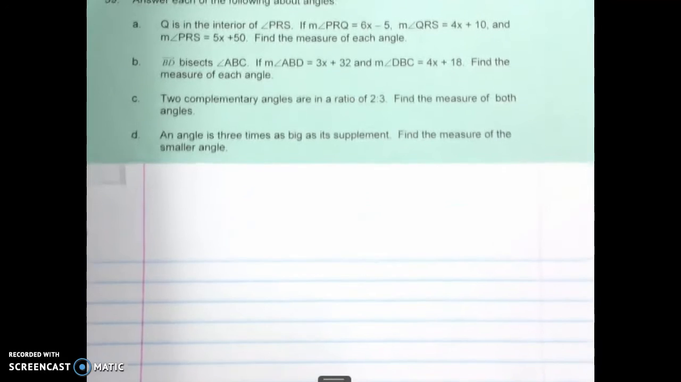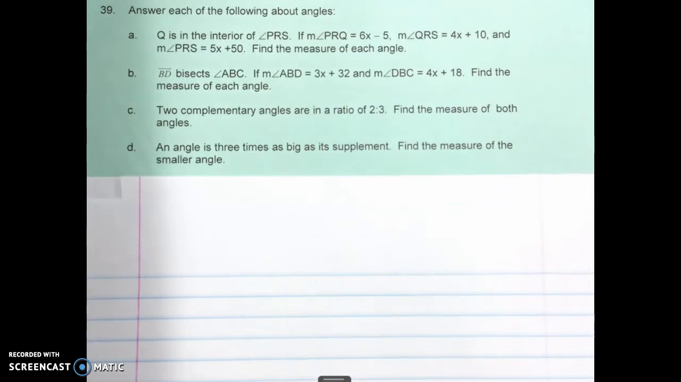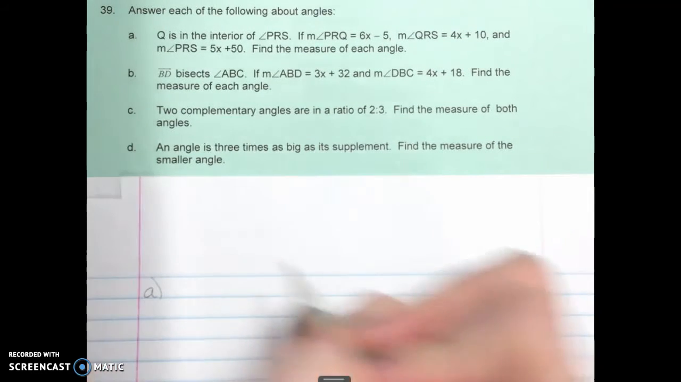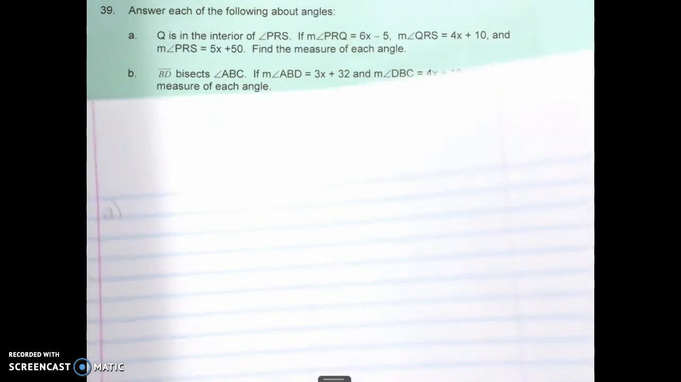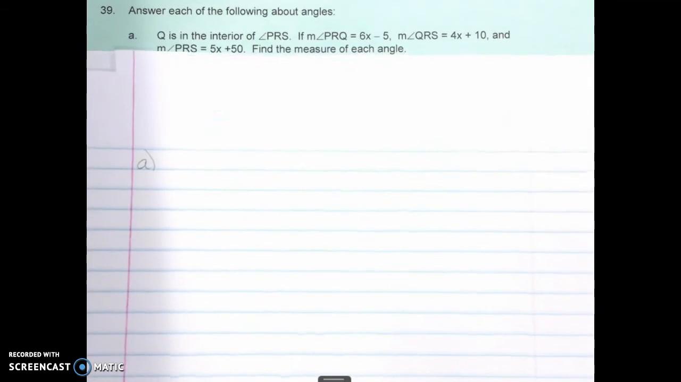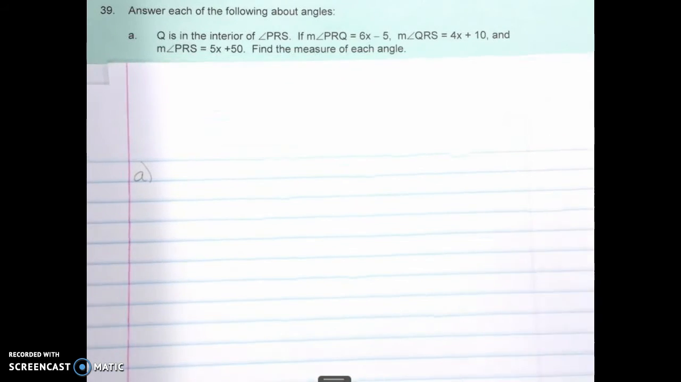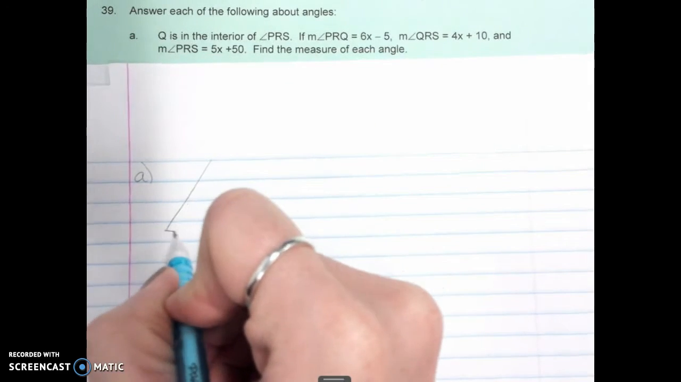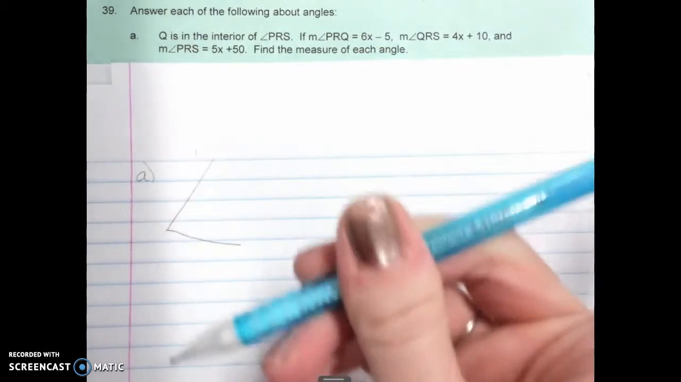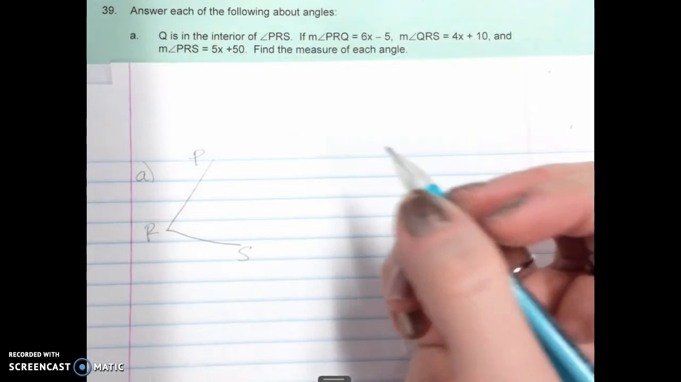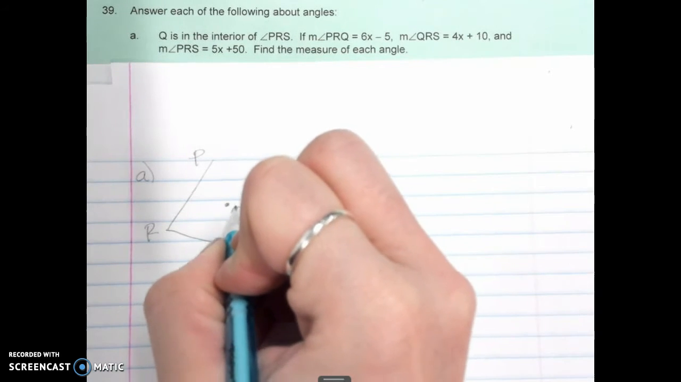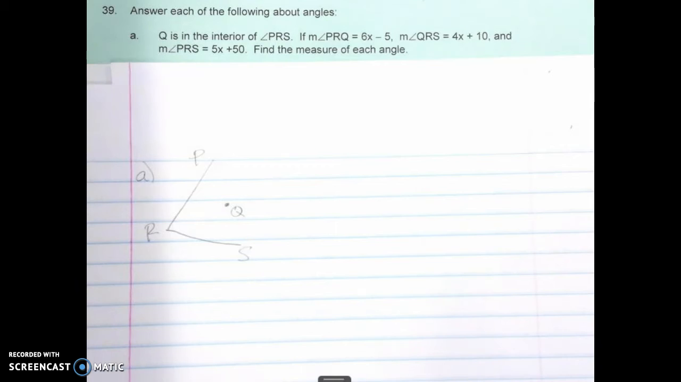Alright, so starting with A, it's important that you know what these are saying to be able to draw them, because that's going to be the issue. So Q is in the interior of PRS. So I just have an angle, PRS, and Q's on the interior. So that's what that looks like.